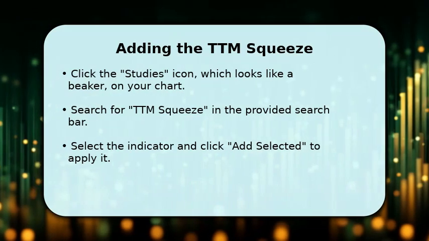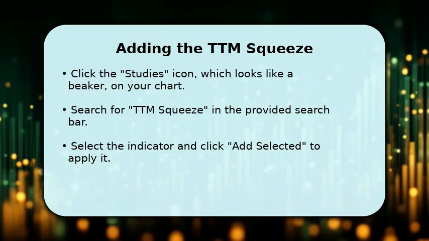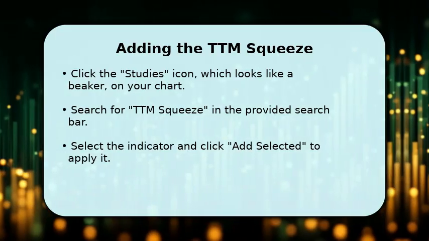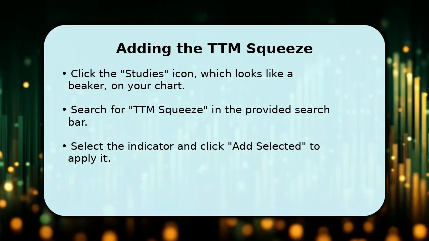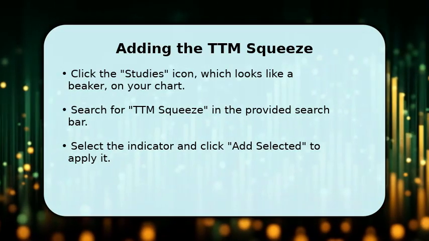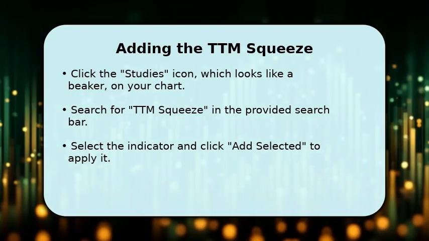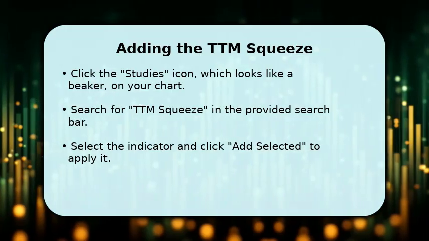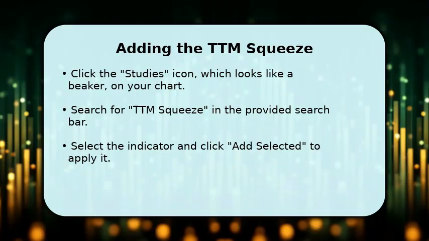To add the TTM squeeze, locate the studies icon, often resembling a beaker, at the top right of your chart interface. Click on it to open the Edit Studies window. In the search bar, type TTM squeeze and select it from the results. Then, click Add Selected to move it to your active studies list. Finally, click Apply and OK to display the indicator below your main price chart.